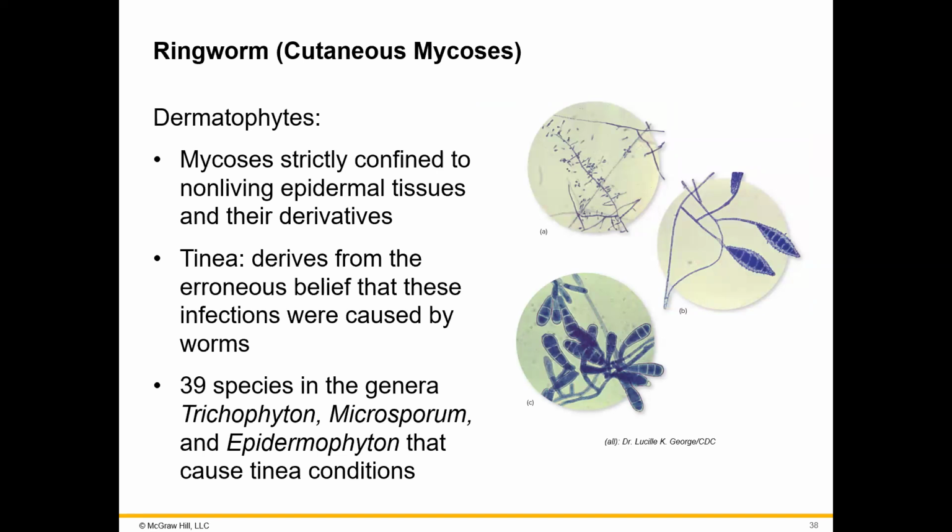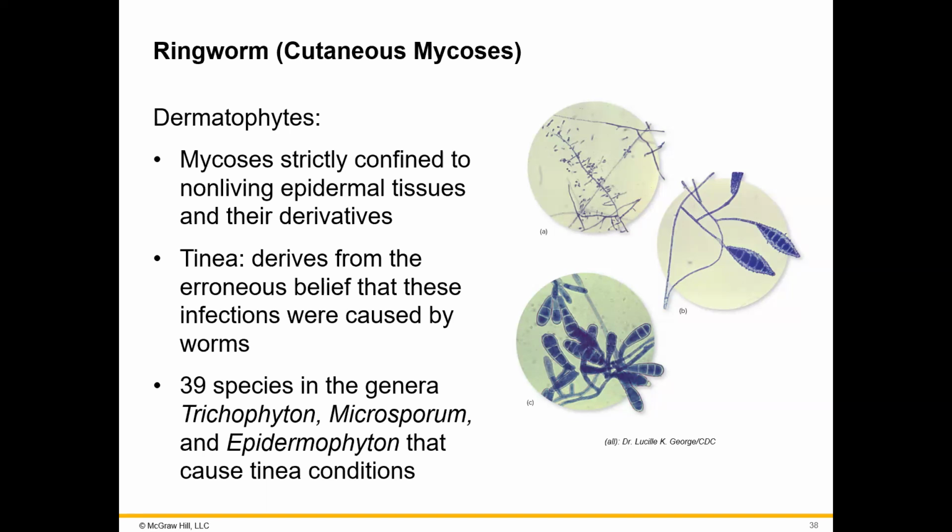Let's move on to ringworm. Ringworm is also known as cutaneous mycosis. So mycosis is a disease that is caused by fungi. So ringworm is a fungal infection. The fungi that cause ringworm are collectively known as dermatophytes. Derma for skin, phytes. They look like plants to us, but they are fungi. And we refer to the illnesses that they cause as tinea.